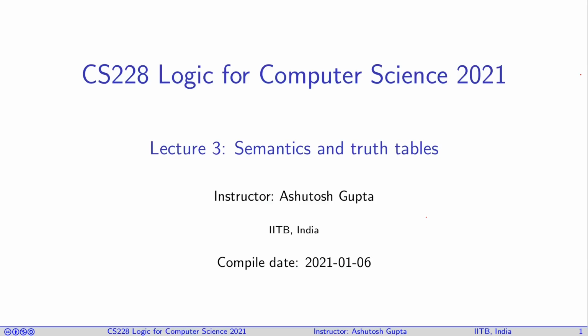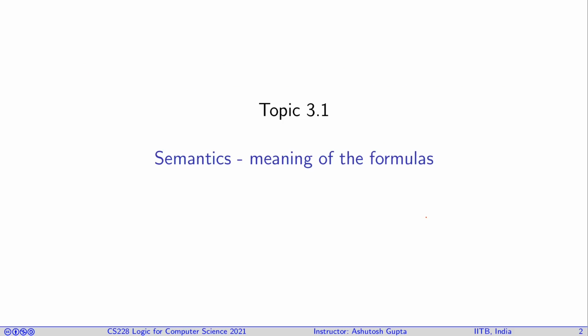In this lecture, we will try to assign meaning to the propositional formula which we constructed in the previous lecture, which we call semantics, assigning meaning and semantics to the syntactic objects we have. Then we will see truth table as a method for deciding whether a formula is satisfiable or not. So let's see these ideas together. So first, let's see semantics.